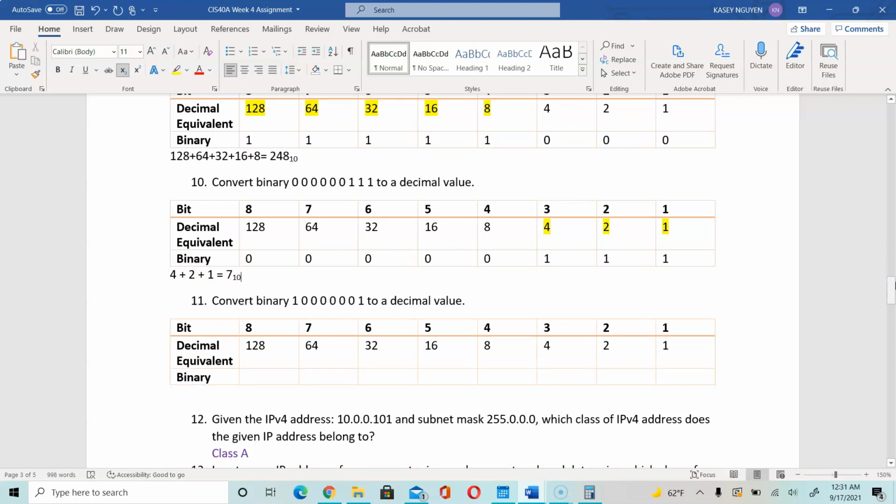For your future quizzes and tests, make sure you know how to do binary conversion, as an IP address uses decimal values, but the computer converts that to binary.